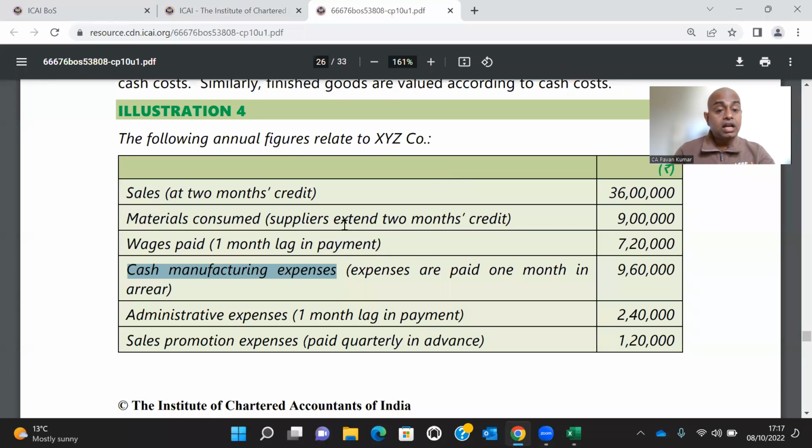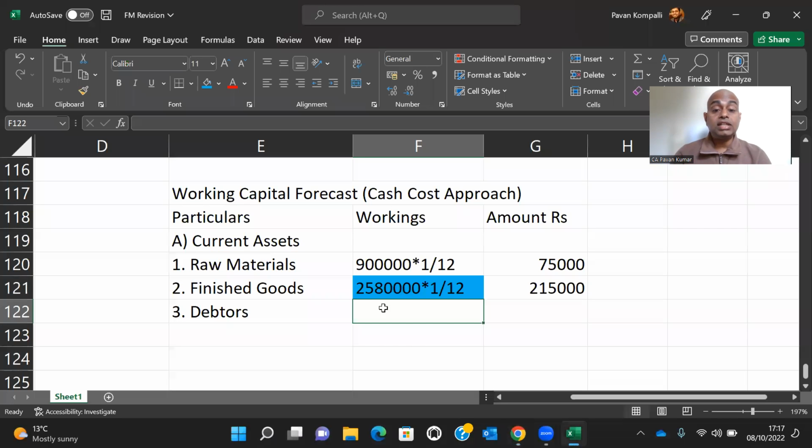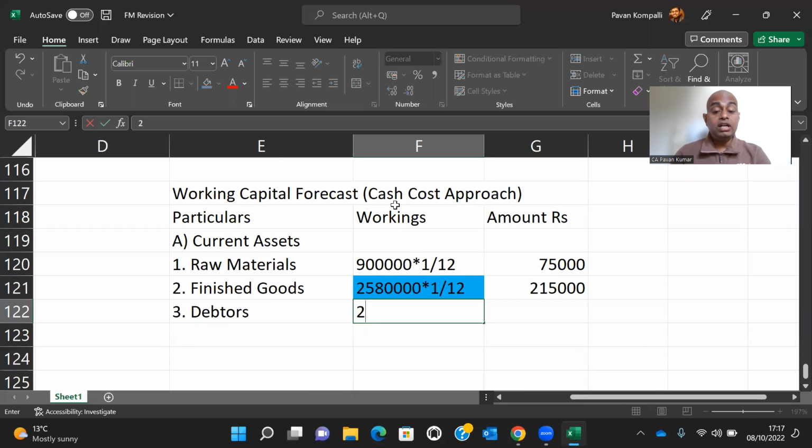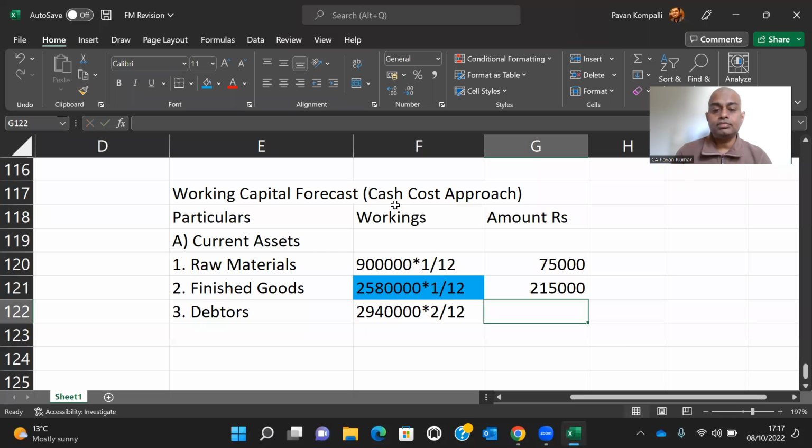Okay. What is debtors period? 2 months. Sales are done at 2 months credit. Correct. So debtors are to be calculated on total cash cost, 29 lakhs 40,000. So I'll take 29 lakhs 40,000 into 2 by 12. How much is it?